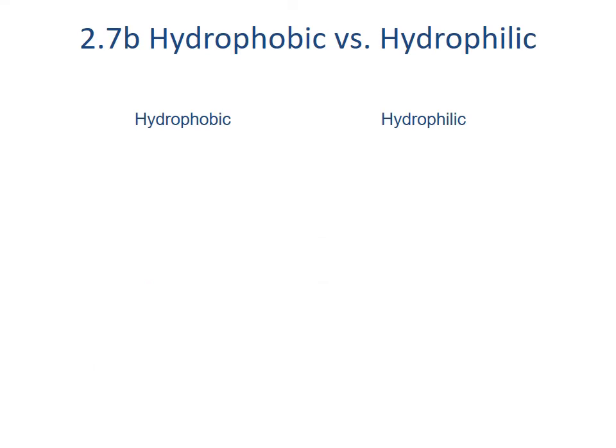We often talk about functional groups as being hydrophobic, being afraid of water, or hydrophilic, loving water, to approximate their similarity to, and therefore solubility in, water. More hydrophilic groups equals more soluble, and more hydrophobic groups equals less soluble.